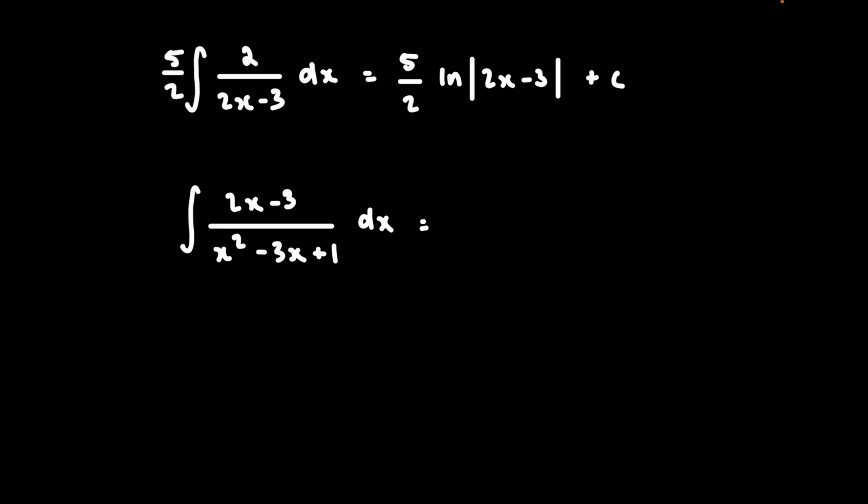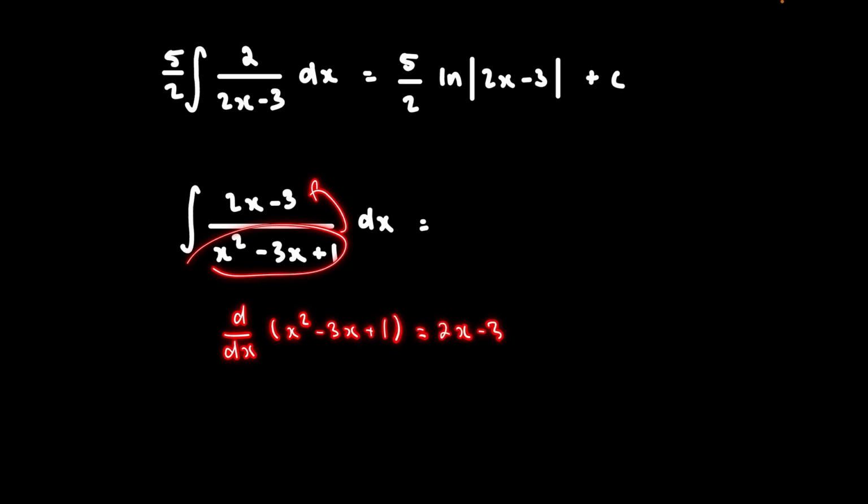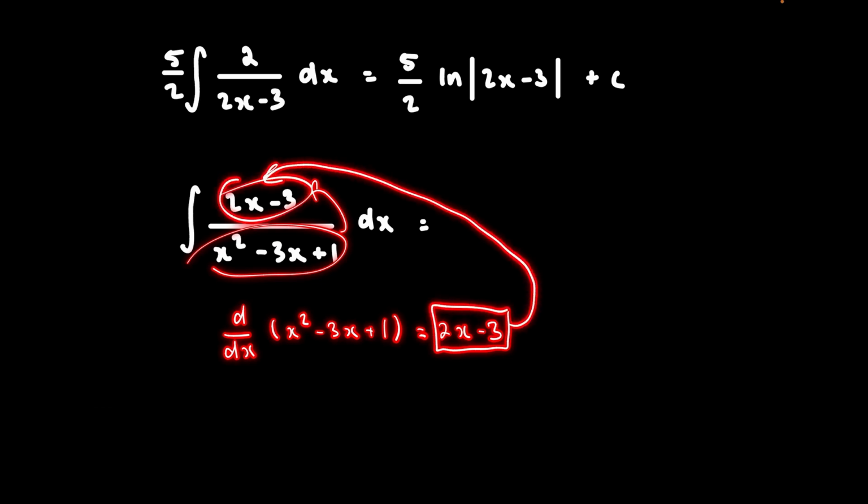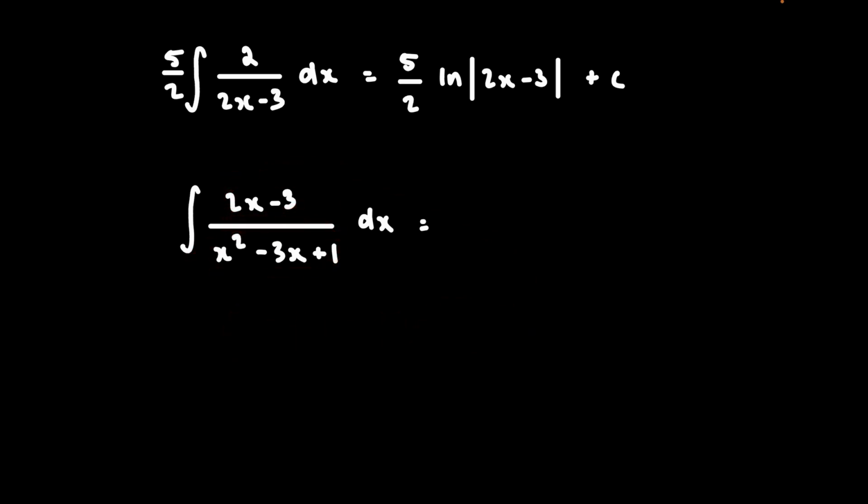Okay, so now what we can see here is the derivative of the denominator is on the numerator. So if we differentiate x squared take 3x plus 1, we can see that that's the same thing as 2x take 3. And we have this on the numerator right over here. So all we have to do now is this is the same thing as the natural logarithm of x squared take 3x plus 1 plus c.